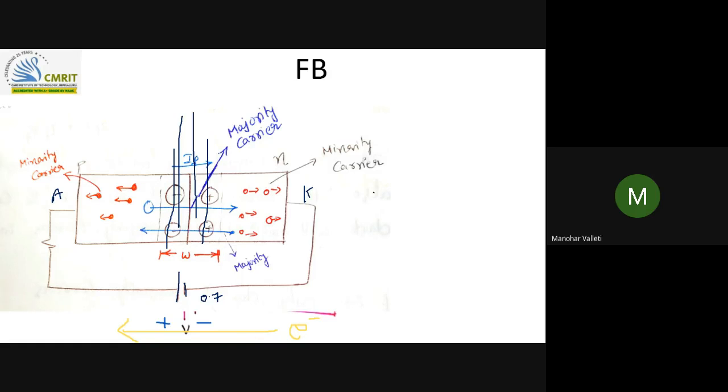So now tell me, is this IF bipolar or unipolar? This forward current, because of hole movement from here to here, will give you IP, and electron movement from here to here will give you IN.